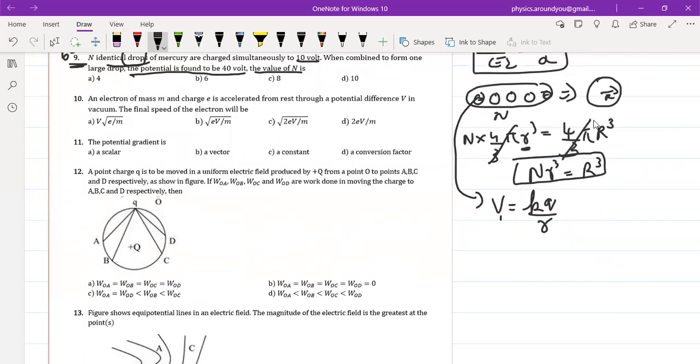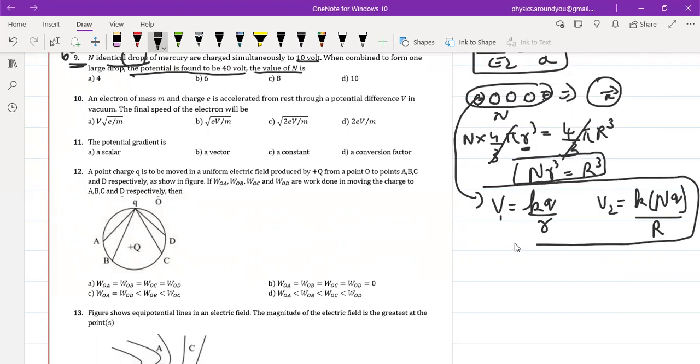And when it combined, it got another voltage, 40 volt, which is k times... you see, there are q, q, q, q, q, q. Totally, there are N q's. So total charge is going to be Nq by the capital R, which is this. So I have got three equations with me now. First is N times small r cube is equal to capital R cube.